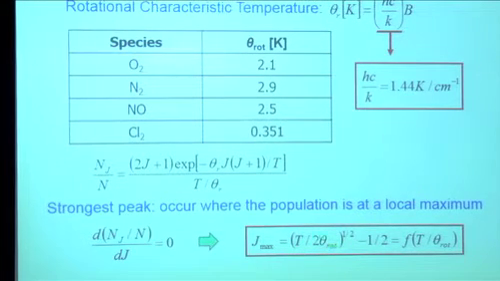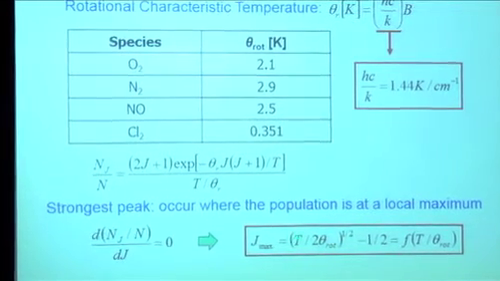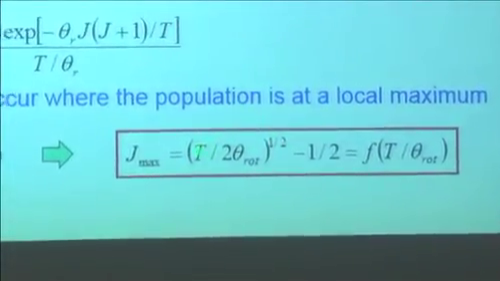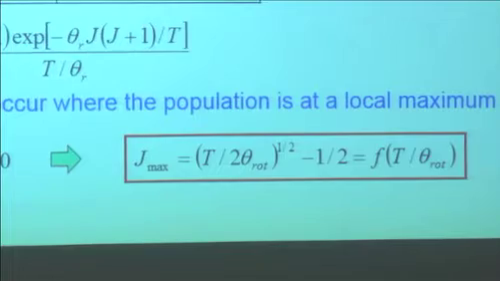You could go like T over 2 theta, so it goes like the square root of T. If you increase T by a factor of 4, you'll increase the peak value of J by 2. So you might go from J of 4 to J of 8. You go up in temperature, the value of J that has the biggest population keeps moving up.